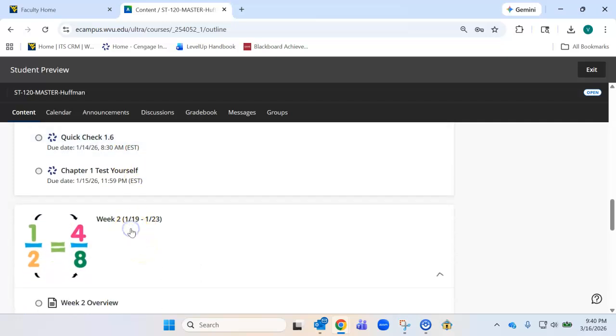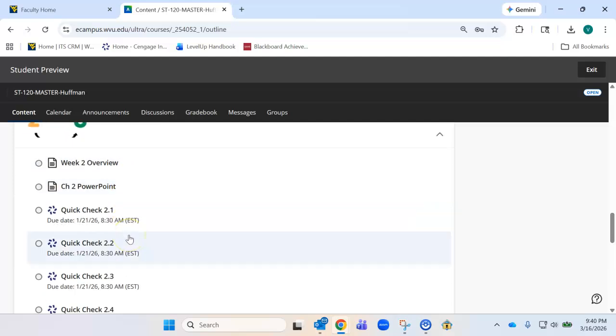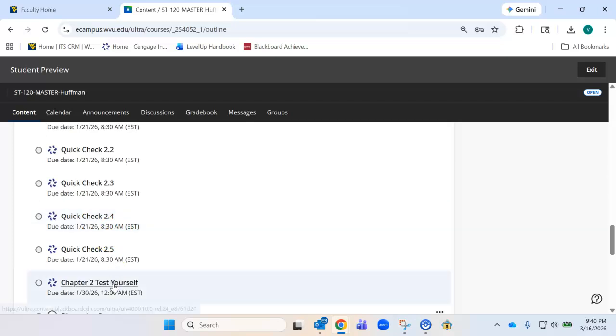And then week 2, I do want to jump to that again. Overview, PowerPoint will be there, the recorded lecture, as well as, again, those quick checks, those reading assignments, and then the test yourself. So at the end of the chapter, you test yourself with those short answer questions.